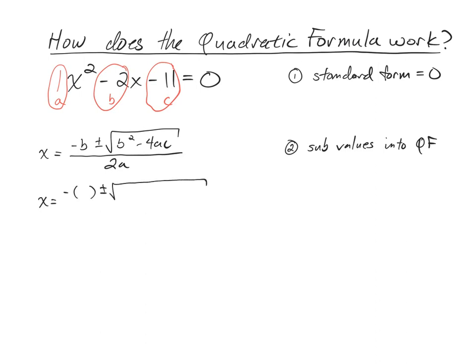Anytime I have a variable that I'm going to replace with a value, I'm going to put a set of parentheses in its place. 2 times a. All right, so now all I have to do is play matching here. So this first value is going to be the b value, which is negative 2. The second value here inside the square root is going to be a b value, which is a negative 2. And you just continue this process like so.